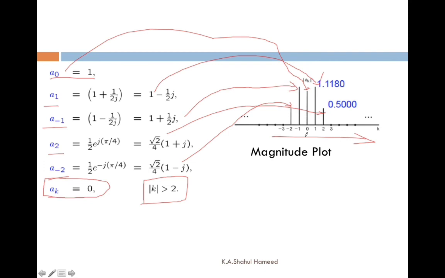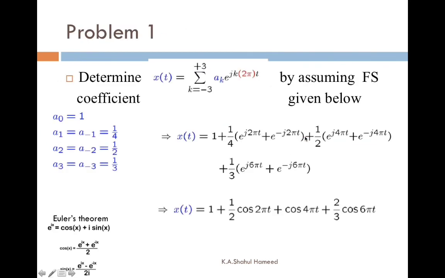Now we are going to discuss another problem in which they have given the Fourier series coefficients. Using the Fourier series coefficients, we are going to generate x of t. So the problem is: determine x of t by assuming the Fourier series coefficients given below. They have given 7 coefficients, that is a naught, a1, a minus 1, a2, a minus 2, a3, a minus 3. They have given 7 different coefficients and they are asking you to find out x of t.